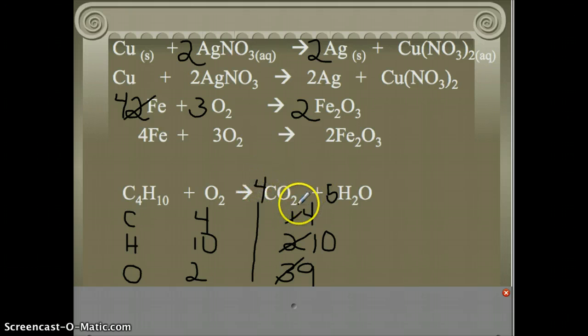So I have 8 oxygens, 5 oxygens. That gives me a total of 13 oxygens. Okay, everything's balanced. 4 carbons, 10 hydrogens, except for the oxygen. And here again, we've got an odd number of oxygens.